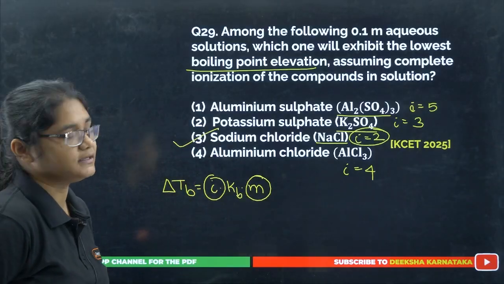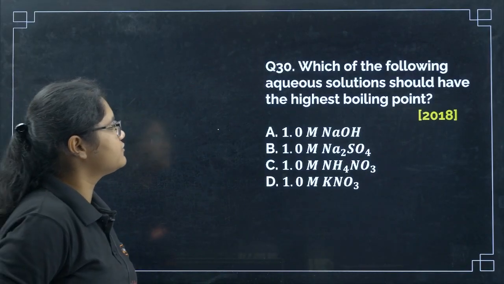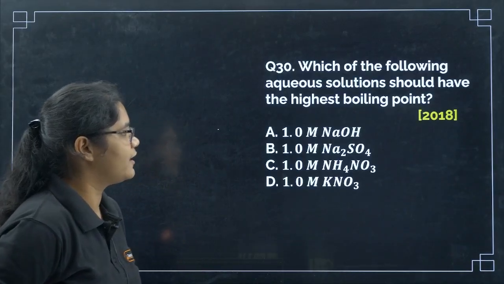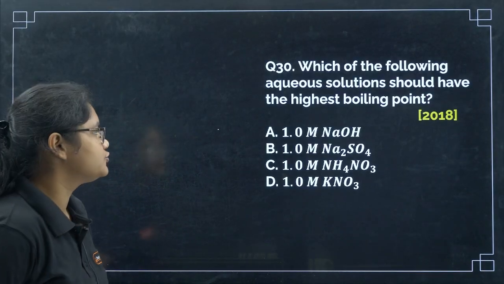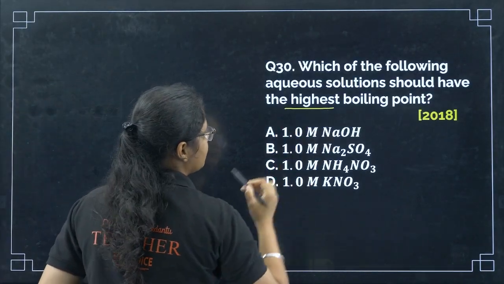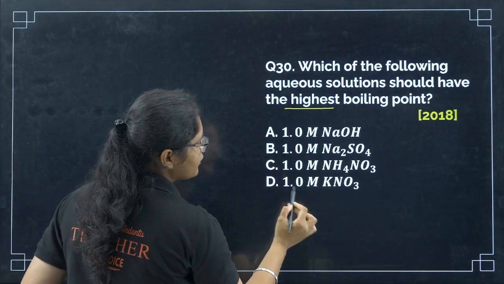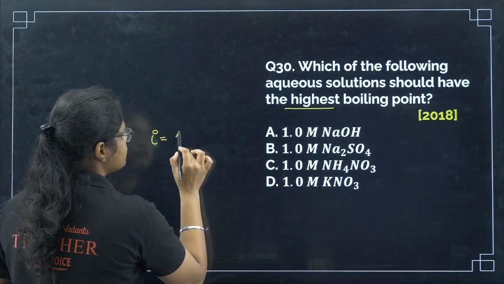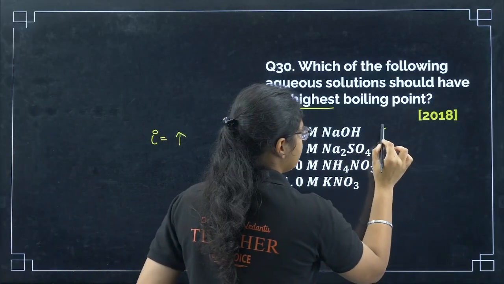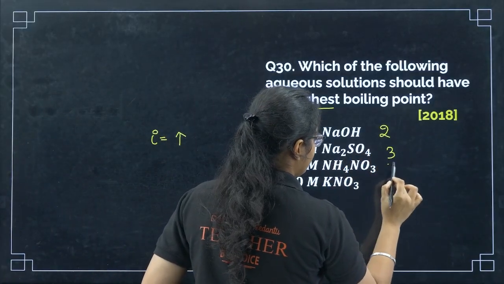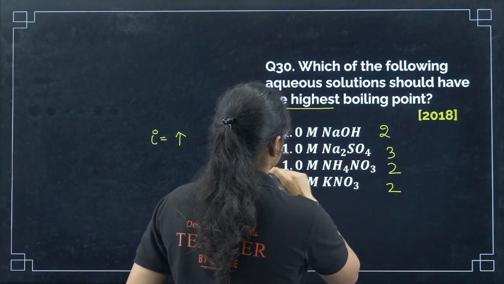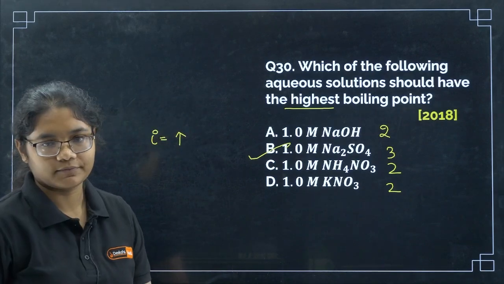Next, which of the following aqueous solution should have the highest boiling point? So if I want highest boiling point, what do I have? You can see all of the concentration is same, I value should be highest. Here I value is 2, here 3, here 2, here 2. So obviously it is option number B, right?